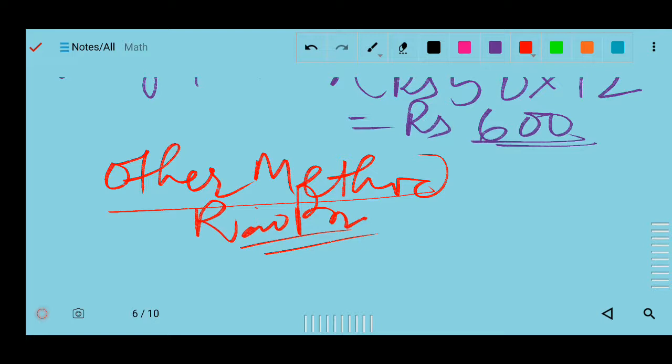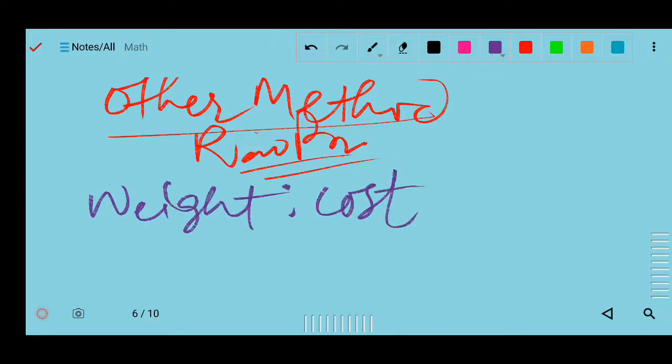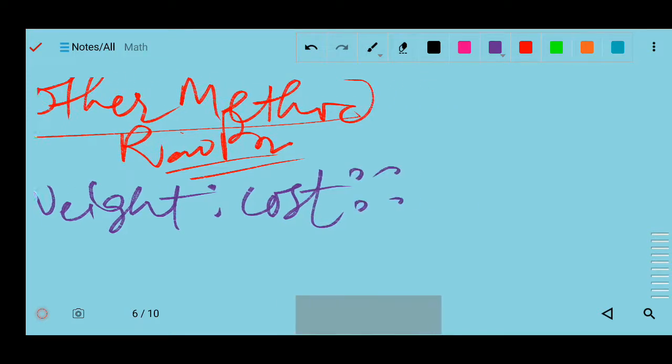In this question what is given, the cost is given. In this question weight is given, cost is given, and we have to find the cost. So what are the things given? Weight is given, so weight is to cost. Okay, and we have to equate it with another ratio.